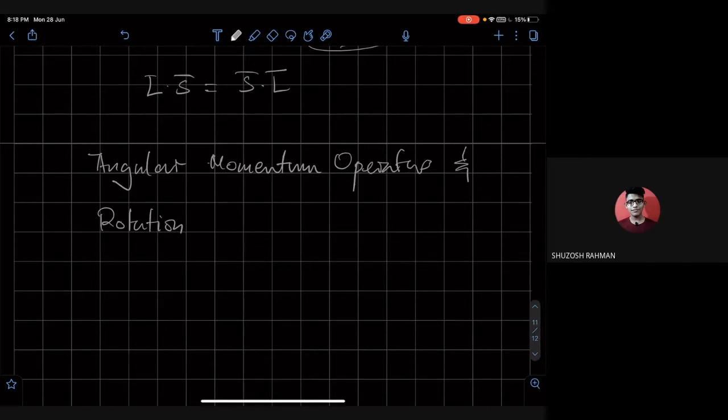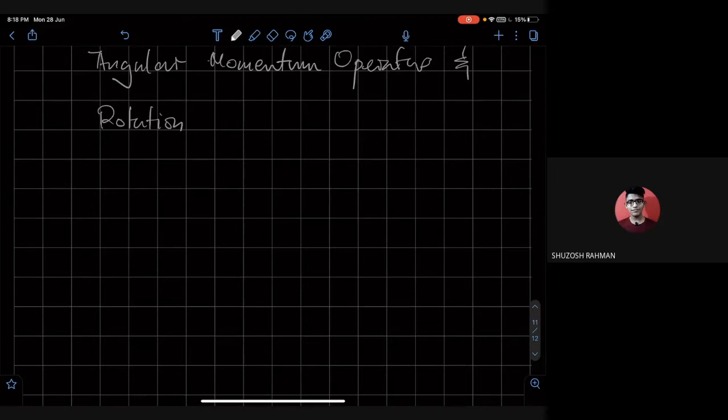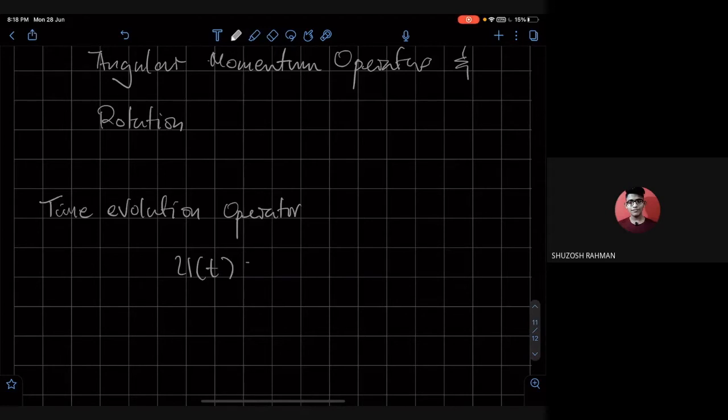Okay, so before we do that, let's take a step back and revisit the time evolution operator, which you are all experts on now. Okay, so somebody other than Shudosh or Nahi has to tell me what the time evolution operator is.